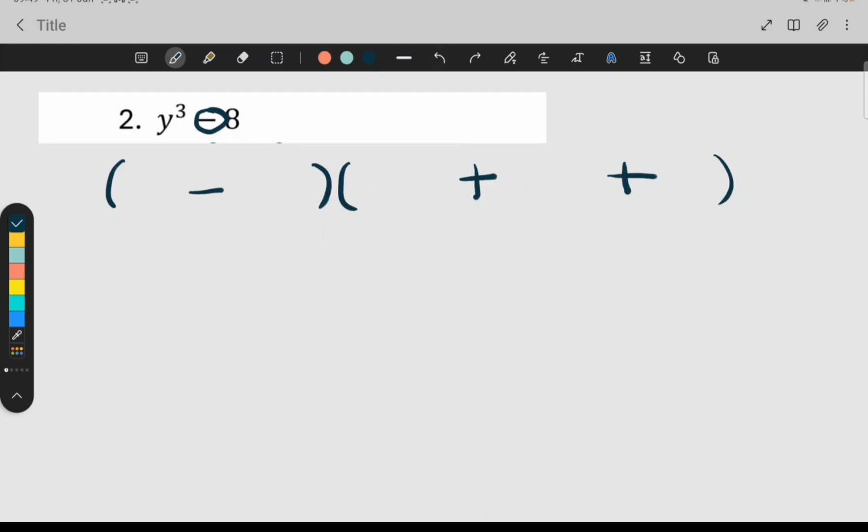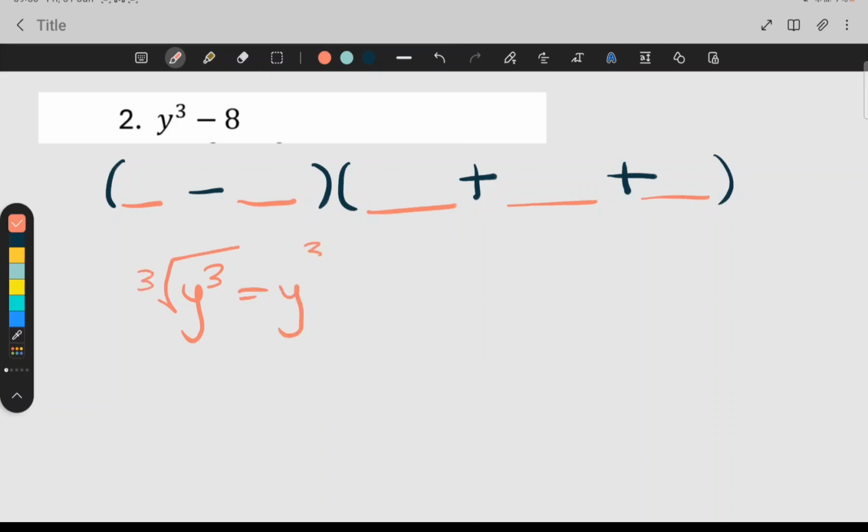Okay, now in the first bracket, you're going to have 2 terms. In the second bracket, you're going to have 1, 2, 3 terms. To get the first term in the first bracket, we are going to say, what is the cube root of y to the 3? So y to the 3 is 3 over 3, which is just y to the 1, which is y. So you must become faster now. This is then y.